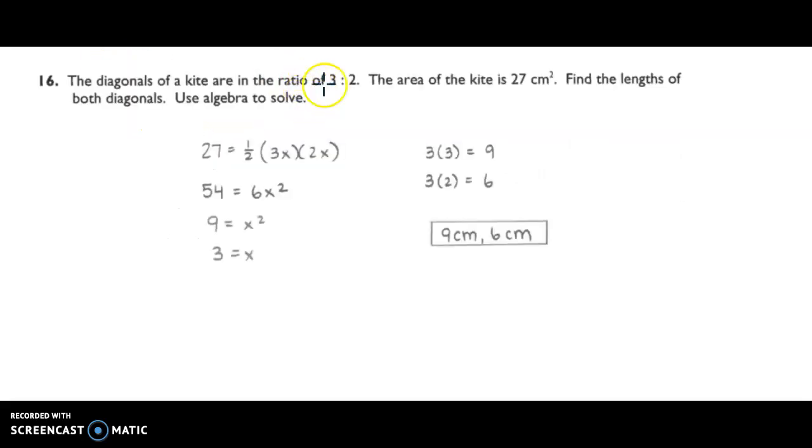And on this last slide, again, here's a ratio problem. Diagonals of a kite are in the ratio of 3 to 2, so that's going to be 3x times 2x. You set it equal to 27 using the formula here, and then we work it out.